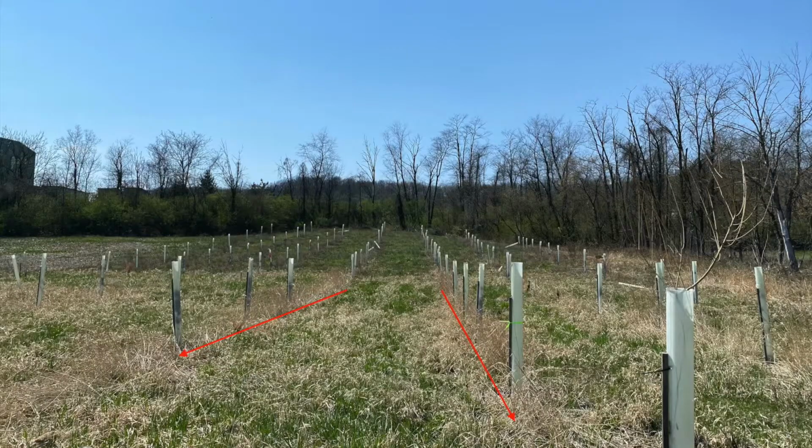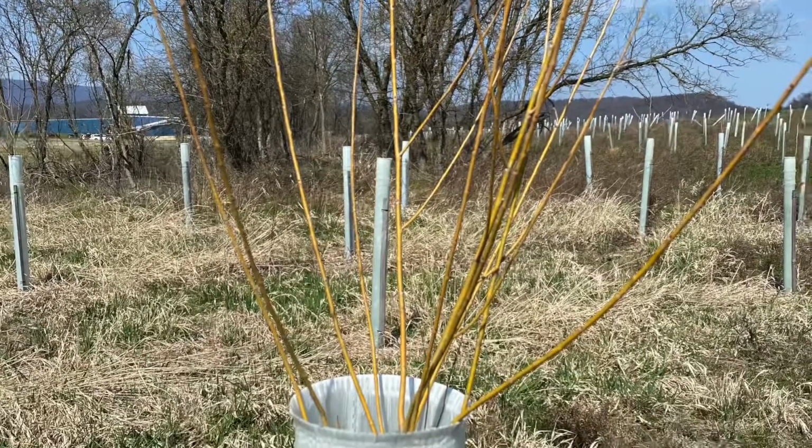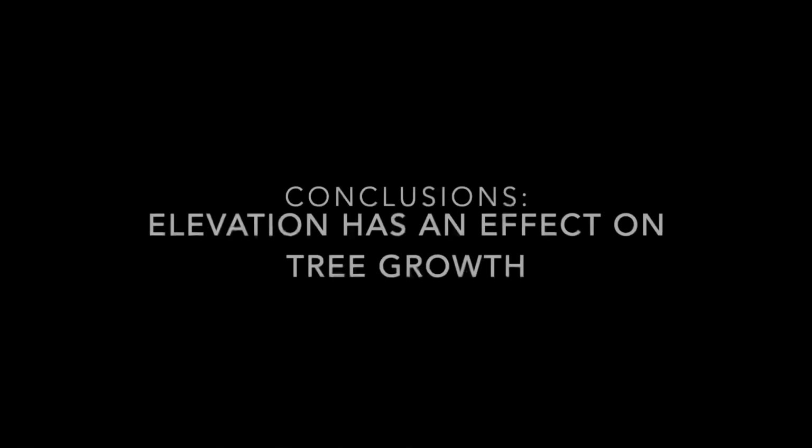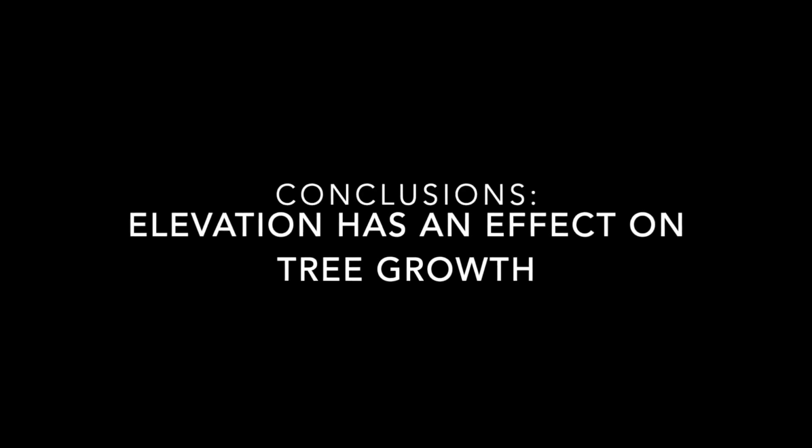Lastly was the smaller hill, which consisted of trees in both rows. Almost all of these trees were alive, and several of them outgrew their tubes. In conclusion, it can be seen that an area's elevation can affect a tree's status.